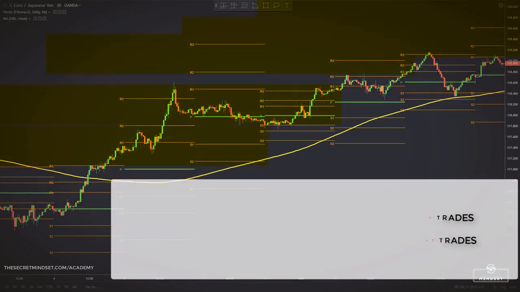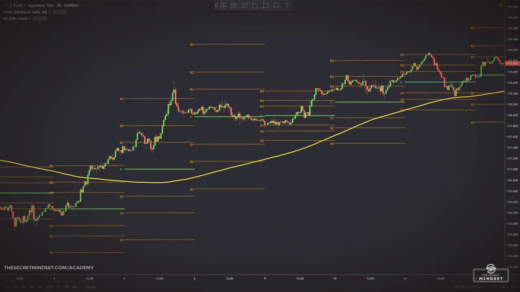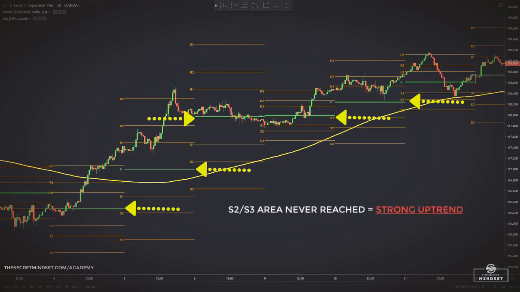So coming back to our example, you can observe that the main pivots are well separated and are acting as a perfect area of support. S2 and S3 are never touched during these days, so we look to buy around the central pivot point and S1 levels, using price action or any other technique you prefer. You can also use indicators to spot your entry. The choice is up to you.